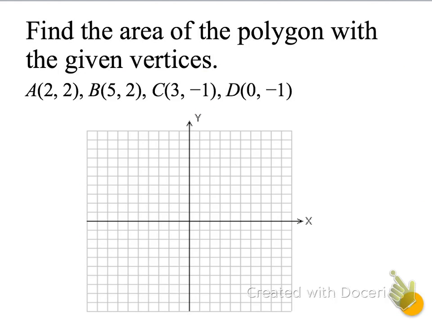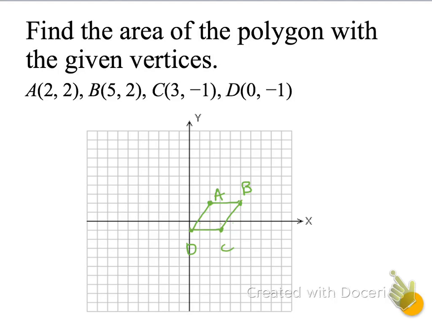Okay, find the area of the polygon with the given vertices. So first off, let's do 2, 2 is right here. So we got A, 5, 2. B is right here. C is 3, -1. And D is 0, -1. Okay, so it looks like it could be some sort of rhombus.